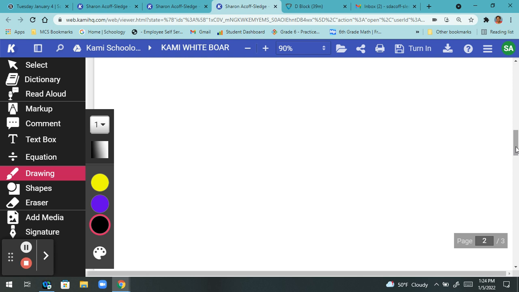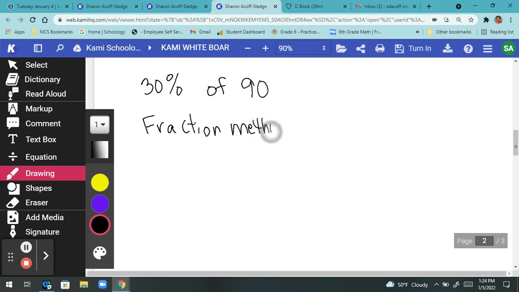Okay, so the next one, let's find 30% of 90. So the fraction method, we're going to convert this to a simplified fraction. 30 over 100 simplifies to 3/10 because both of these are divisible by 10. Just drop a 0.